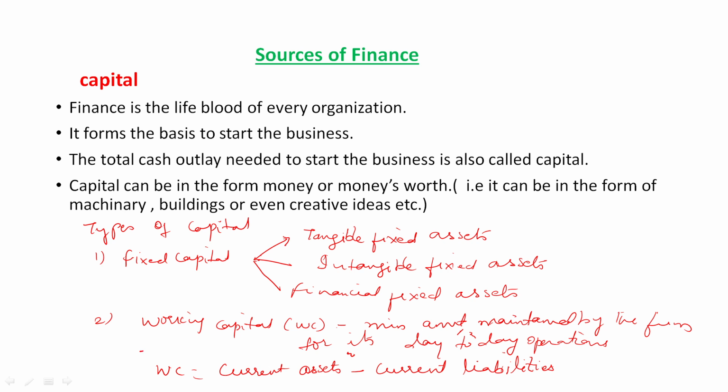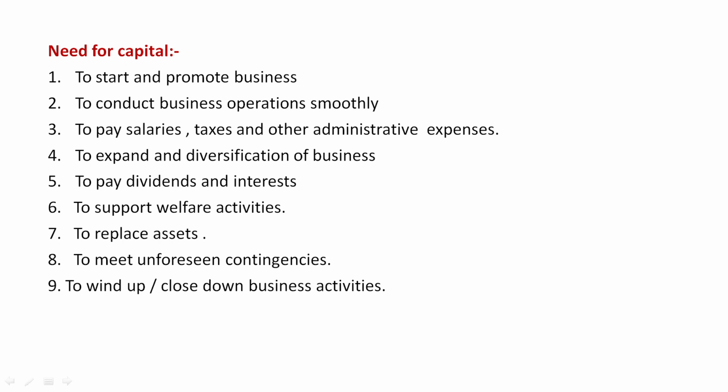And the next form of capital that is being held is working capital. Working capital is a minimum amount that is to be retained by the firm in order to meet its day-to-day requirements or day-to-day operations. The formula we use to calculate working capital is current assets minus current liabilities. This is also not a fixed amount that is defined. It differs from one company to another company depending upon its size of operations.